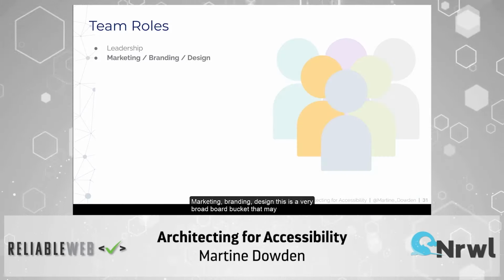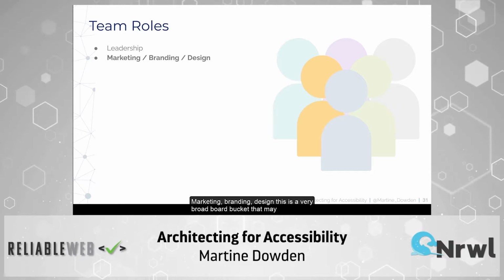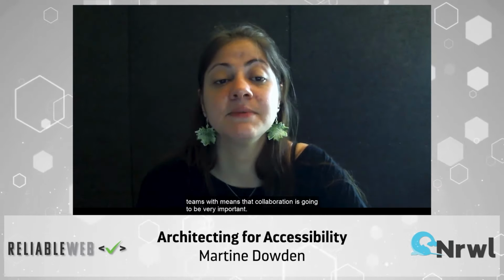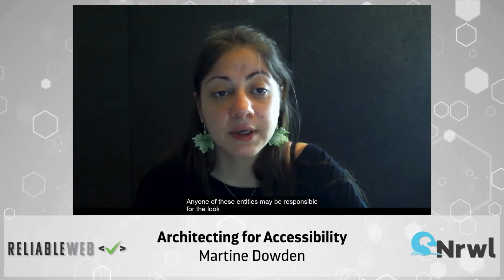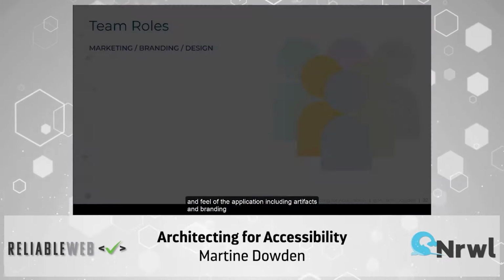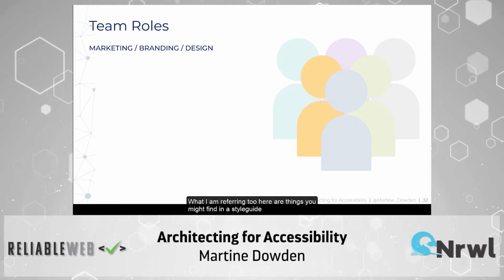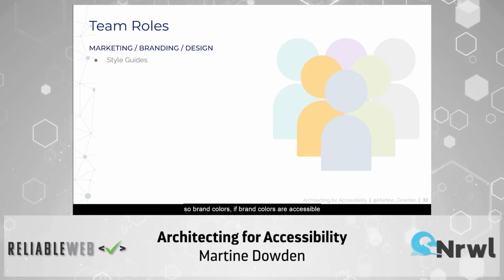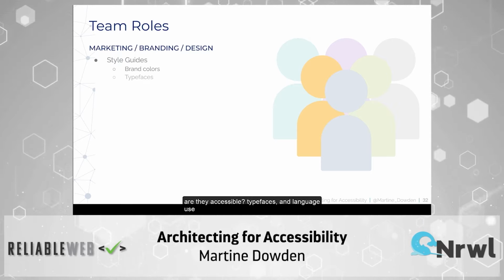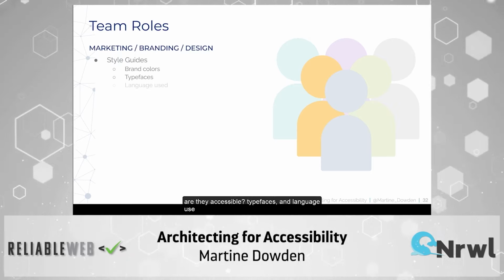Marketing, branding, design, this is a very broad bucket. Depending on how big of an organization we have, these may be completely separate teams, which means that collaboration is going to be very important. Any one of these entities may be responsible for the look and feel of the application, including artifacts and branding. What I'm referring to here are things you might find in a style guide. So brand colors, if brand colors are accessible, typefaces, and language use.